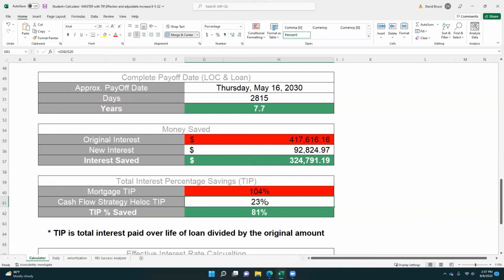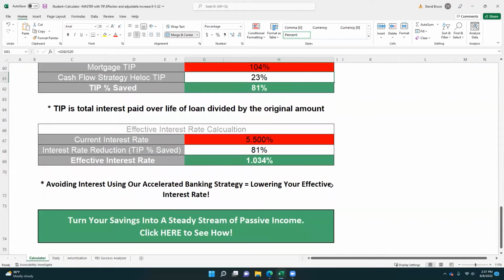Now, here's something that's also really important to understand, and this is the next portion here, and that is the effective interest rate. Because remember, if you're effectively paying down the balance faster and avoiding interest, which is the heart of the strategy, interest avoidance, then doesn't it make sense that by doing that, you're going to be lowering your effective interest rate? So if you had a 5.5% rate and you lowered that by 81%, that means you would have an effective interest rate of 1.03%.